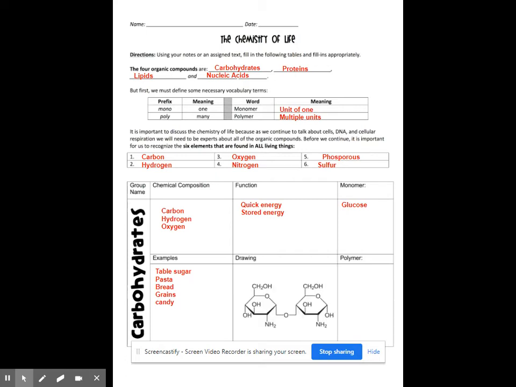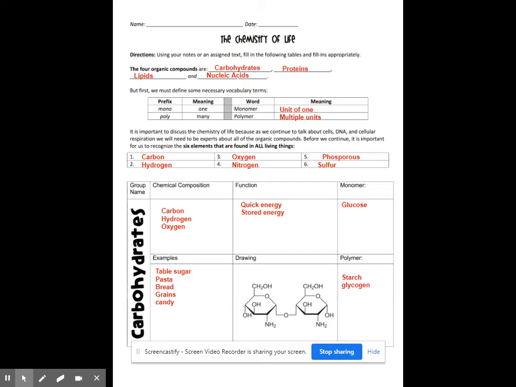A drawing, you already have this drawing. This is a drawing of sucrose, so it's a disaccharide. It's got 2 sugars connected. And polymers of carbohydrates, we mentioned starch and glycogen. Starch is a plant stored carbohydrate, and glycogen is stored carbohydrates in animals.